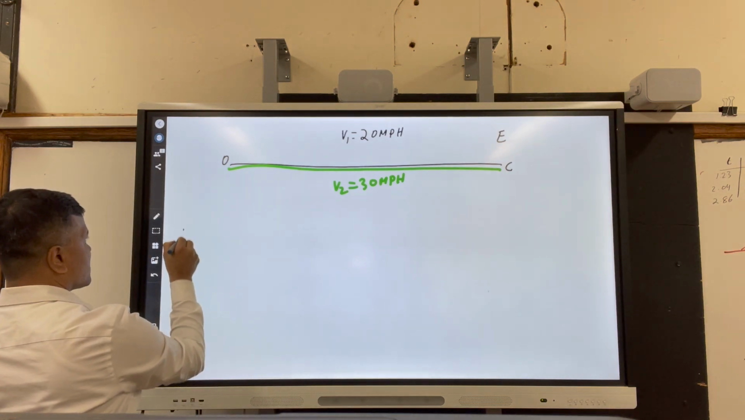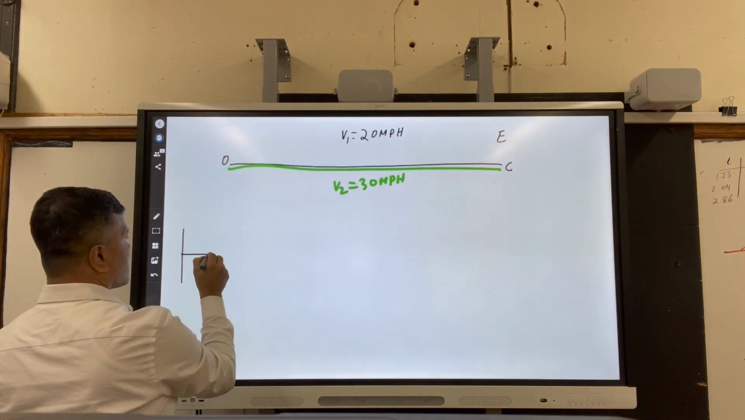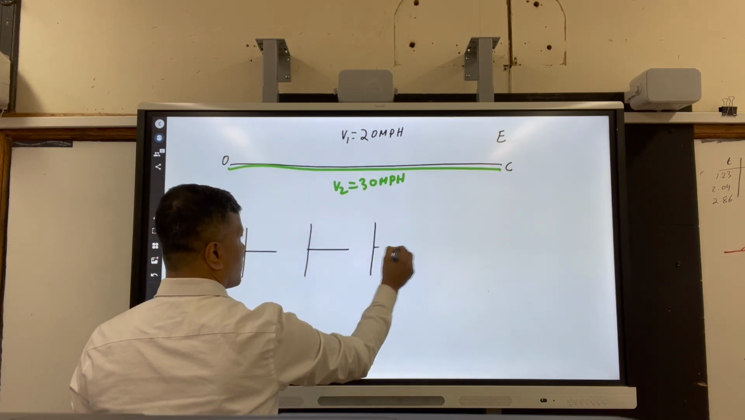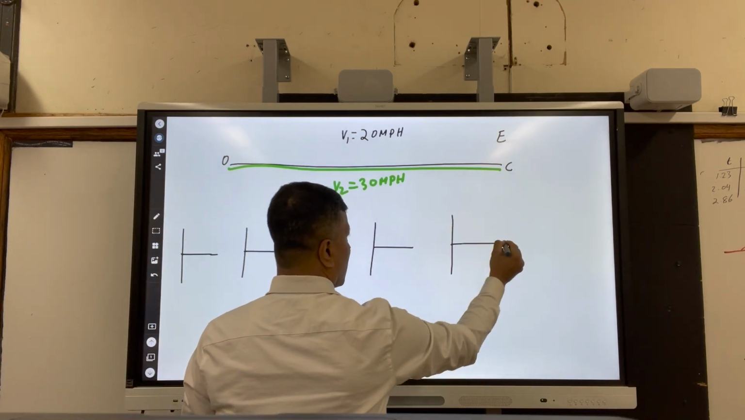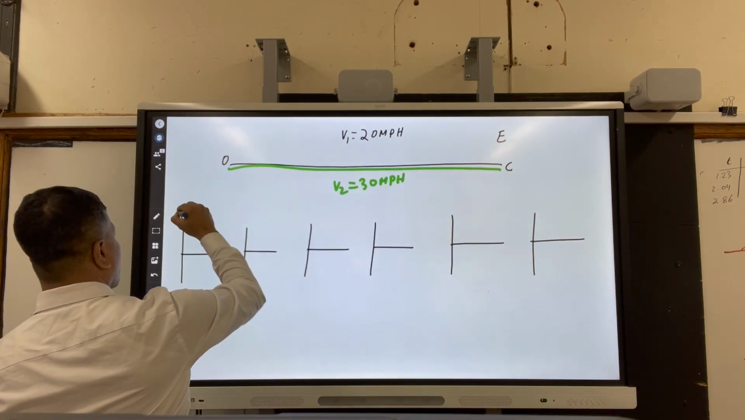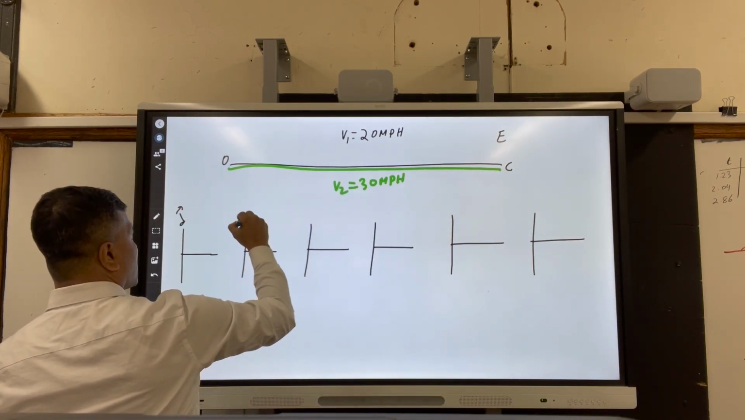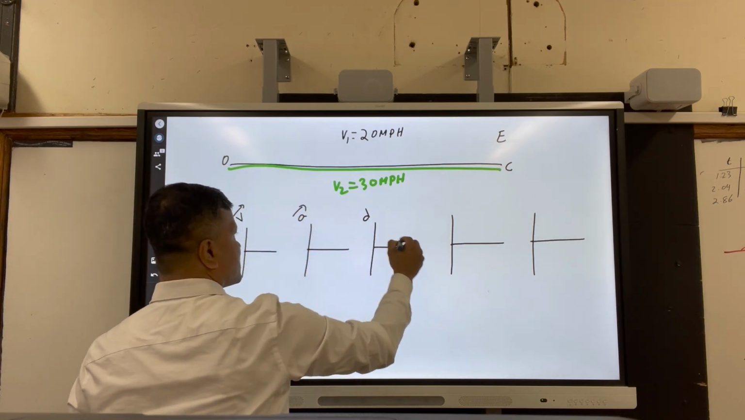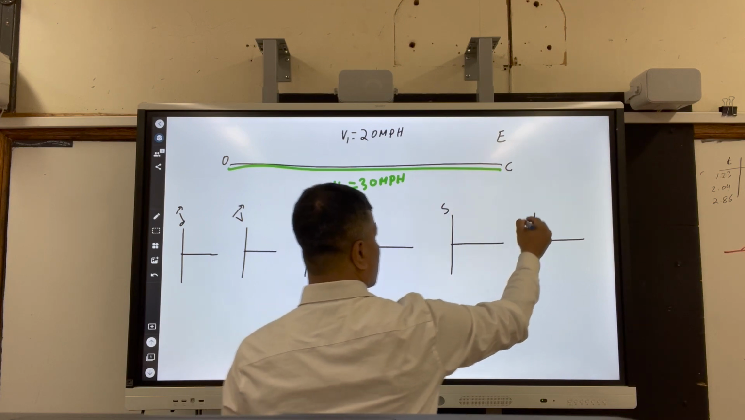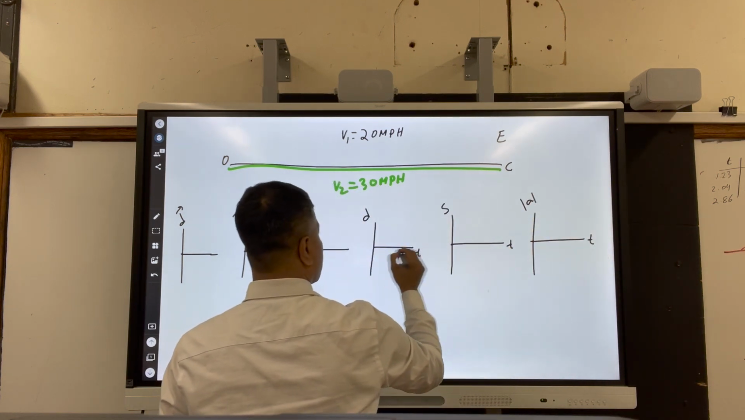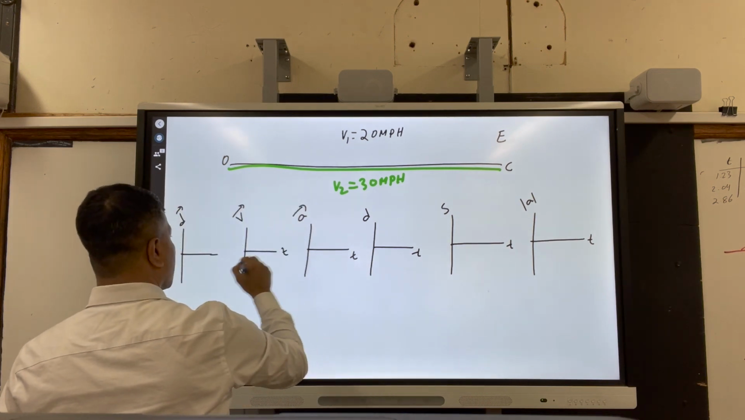So let's do 6 graphs. Graph number 1, graph number 2, graph number 3, graph number 4, graph number 5, and graph number 6. We're going to call them displacement versus time, velocity versus time, and acceleration versus time. And of course, everything has to come with t, because t is always the x-axis.